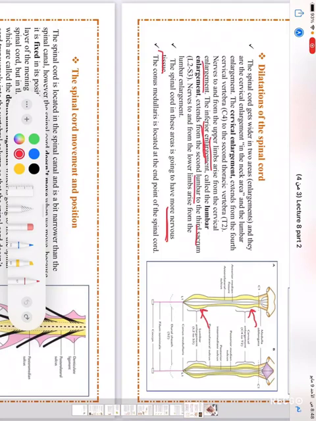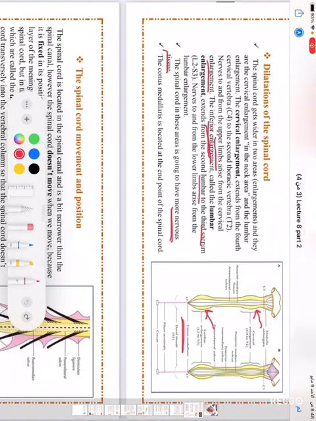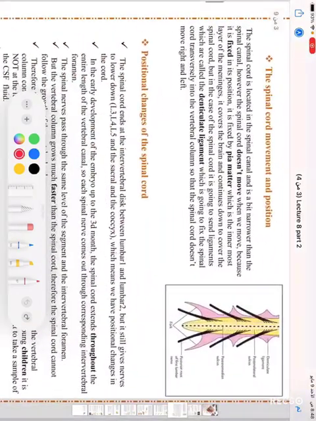The conus medullaris is located at the end point of the spinal cord, which is here. This is the conus medullaris. Now, the spinal cord movements and positions.